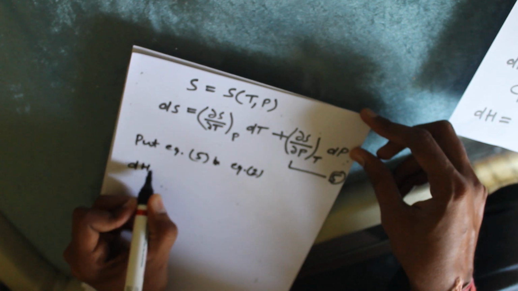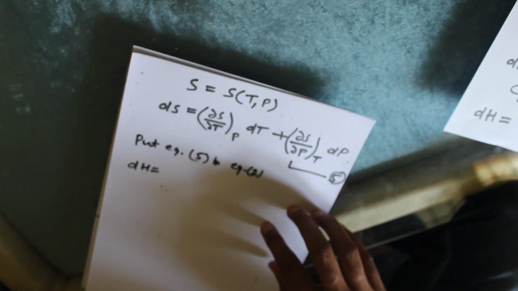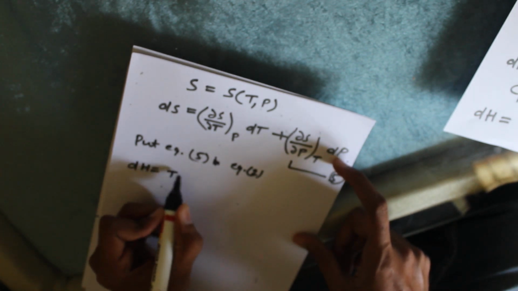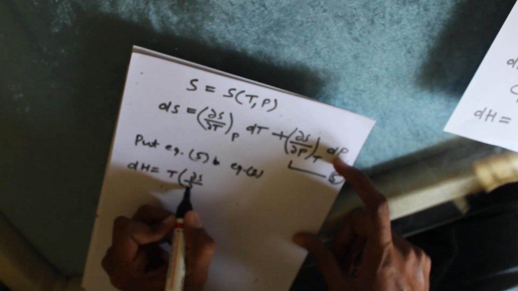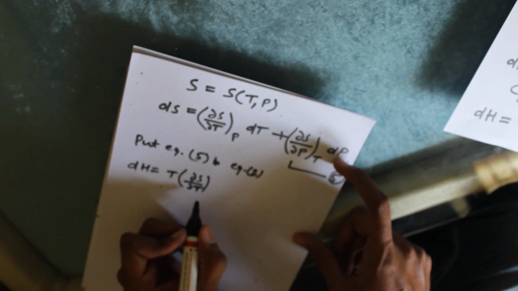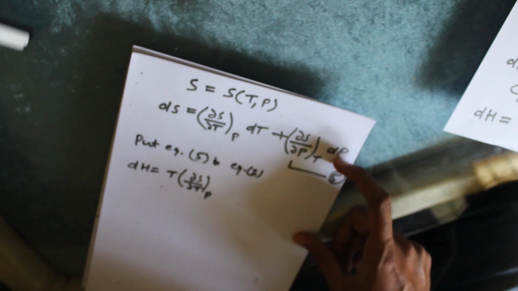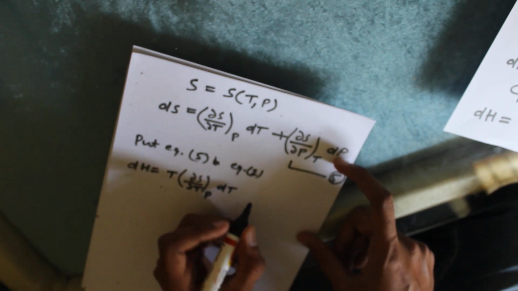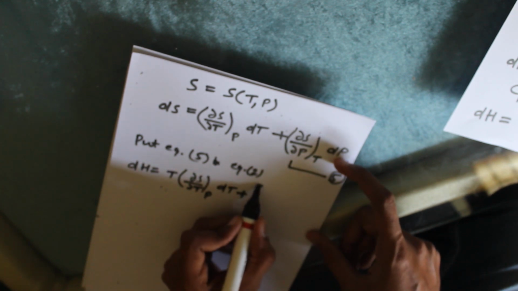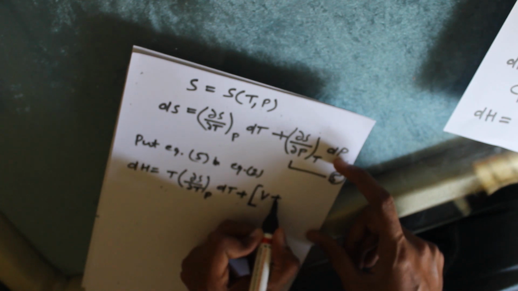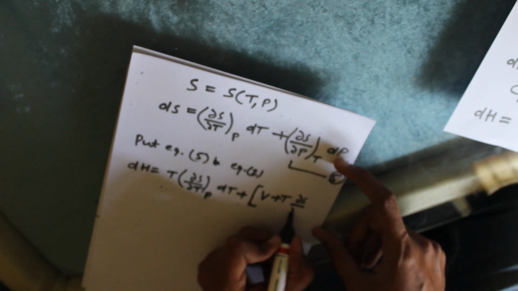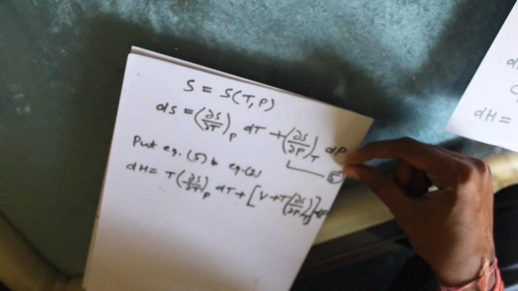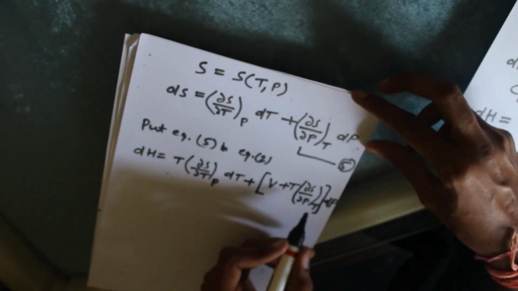Then the change in enthalpy will be equal to T del S by del T dT plus, combining these two terms, V plus T del S by del P at constant temperature dP. Okay, this one is equation 6.